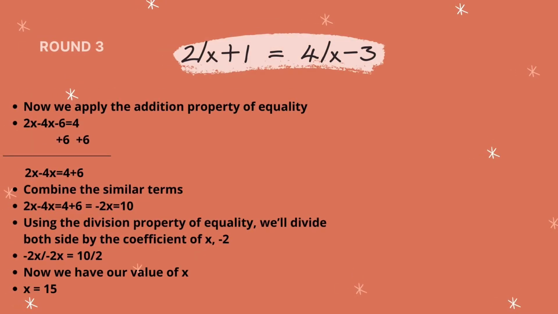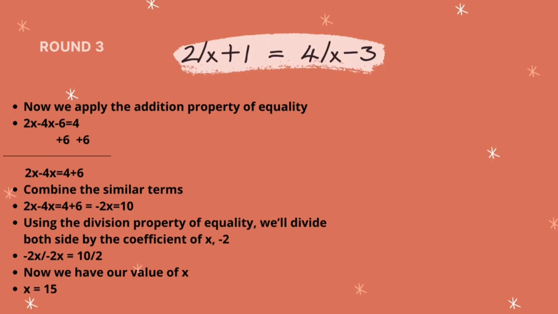Now we apply the addition property of equality. 2x minus 4x minus 6 equals 4. Adding 6 to both sides, 2x minus 4x equals 4 plus 6. Combine the similar terms. 2x minus 4x equals 4 plus 6, so negative 2x equals 10.